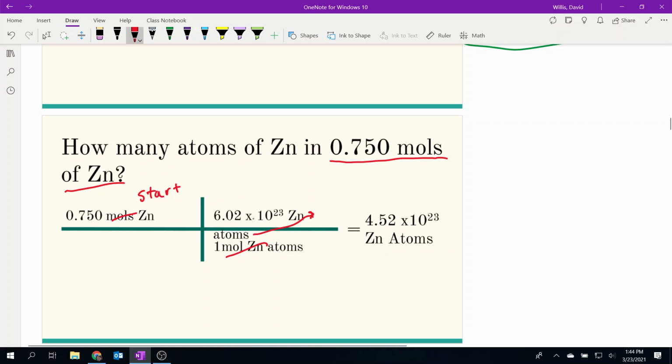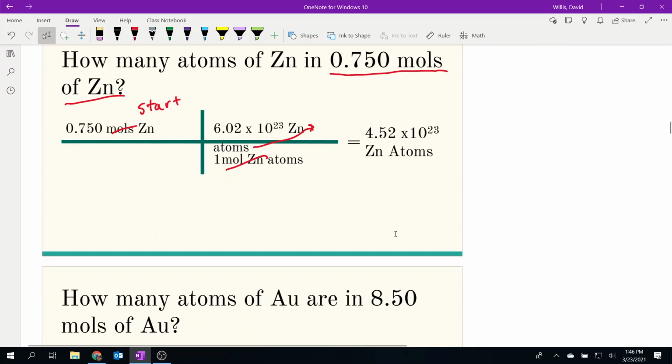And so, Charlie, your intuition was correct. We will, in fact, be multiplying and come out with something around 4.52 times 10 to the 23rd zinc atoms. Everybody try that out. See what you got. All right, so we'll celebrate our victory there, and we will move on to the next one, which I will let you do on your own.